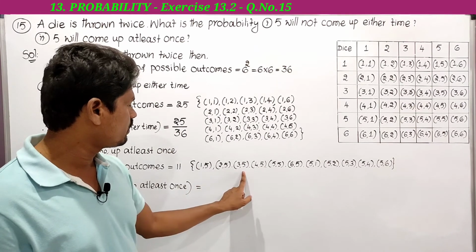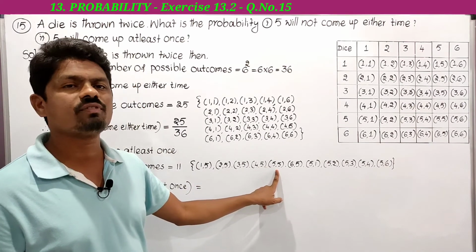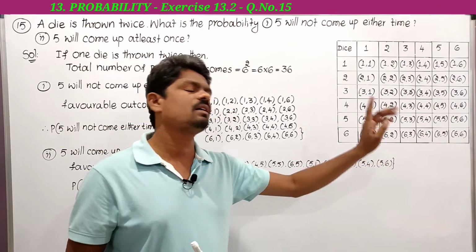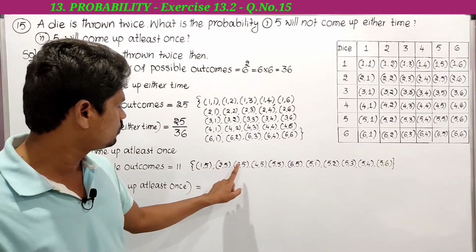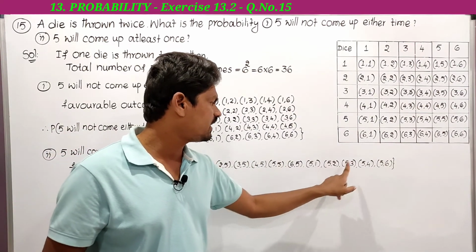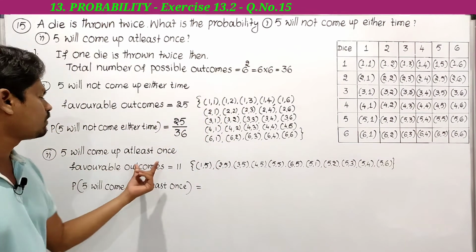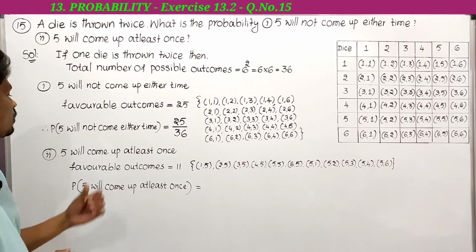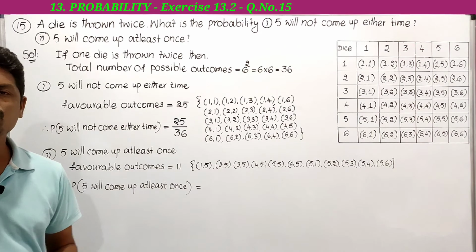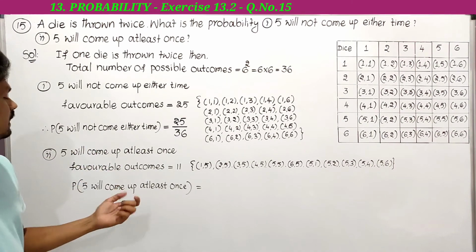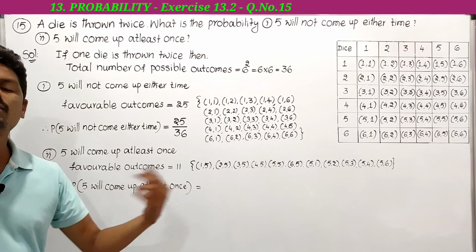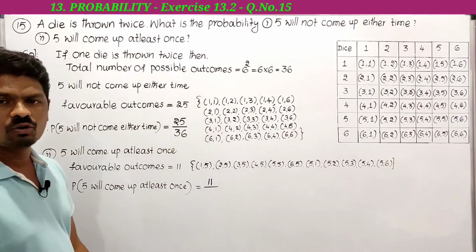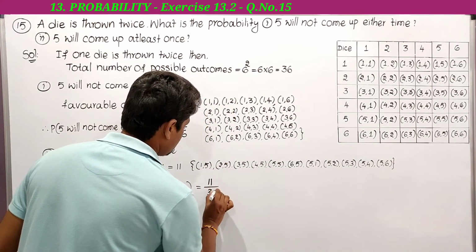So 1, 5, 2, 5, 3, 5, 4, 5, 5, 5, 6, 5, 5, 1, 5, 2, 5, 3, 5, 4, 5, 6. So total how many? 1, 2, 3, 4, 5, 6, 7, 8, 9, 10, 11. So favorable outcomes equal to 11 for the event 5 will come up at least once. So probability of 5 will come up at least once, denoted by P of 5 will come up at least once, is equal to favorable outcomes divided by total number of possible outcomes. Favorable outcomes are 11, total number of possible outcomes are 36. It is 11 by 36.